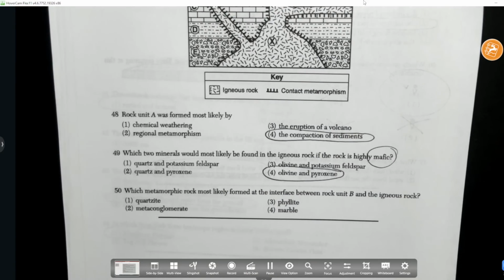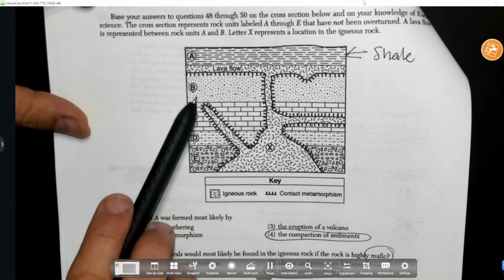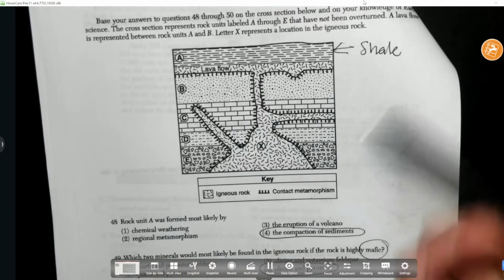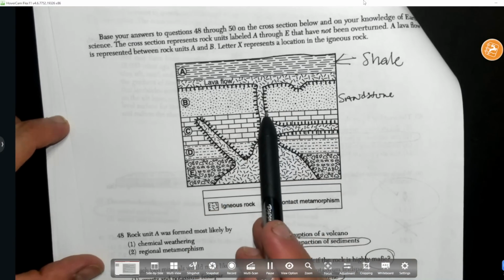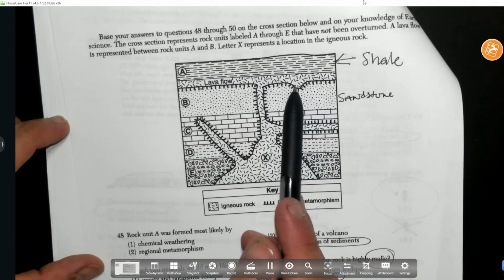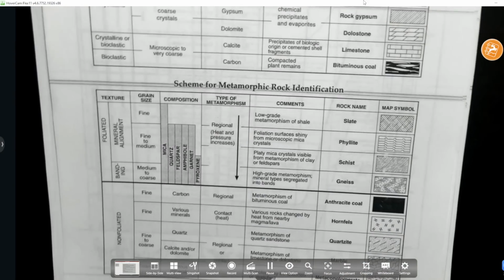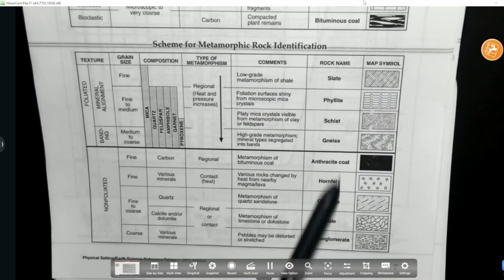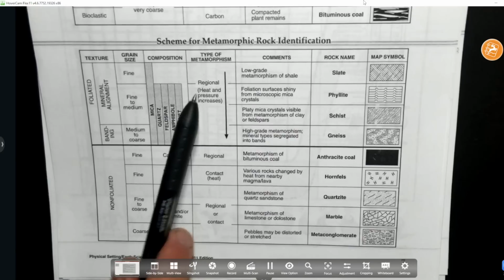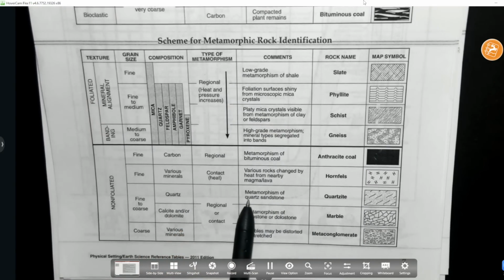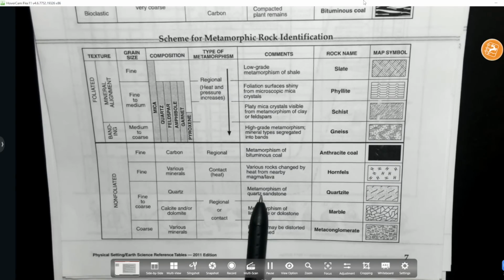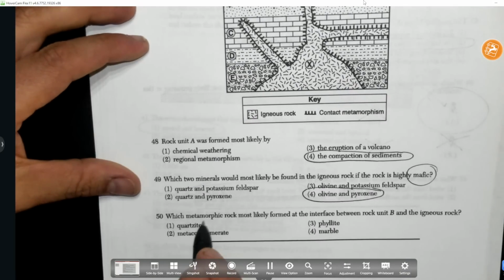50. Which metamorphic rock most likely formed at the interface between rock unit B and the igneous rock? So rock unit B is this, which, if we look on page 7 once again, tells us that is sandstone. And here we have our lava flow come up, and all those little tick marks means that the lava burnt the sandstone. So since the sandstone is burnt, it changed into a metamorphic rock. So what rock here, which one of these metamorphic ones, is formed from burnt sedimentary rocks? Sandstone. No, no, no, no, no. Yes. Metamorphism of quartz sandstone, making it quartzite. Our answer is 1.